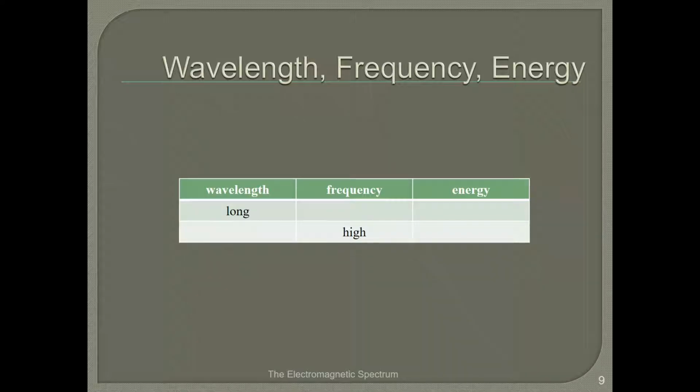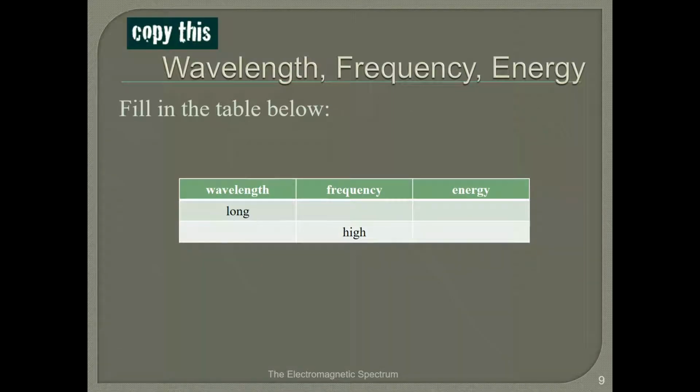So, let's complete this table. If the wavelength is long, then the frequency will be what? It'll be low. And the energy will thus be low also. If the frequency is high, then the wavelength will be short and the energy will be high. So going left to right, it should be long, low, and low. And the bottom row should be short, high, and high.